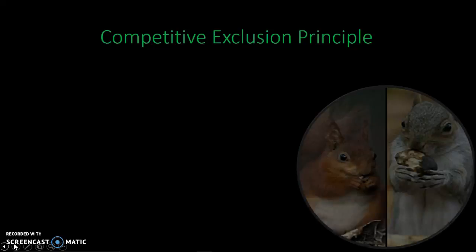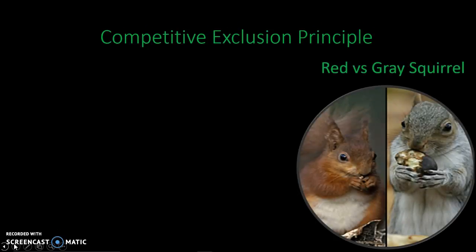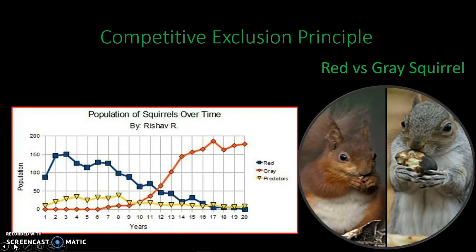So a prime example is the red squirrel versus the gray squirrel. The red squirrel was native to England, and then the gray squirrel was native to the Americas. Well, some travelers brought the gray squirrel over, and what had happened was they both competed for the same natural resource. They both competed for the same food source and the same niche. And what ended up happening was the gray squirrel, over time, outcompeted the red squirrel.